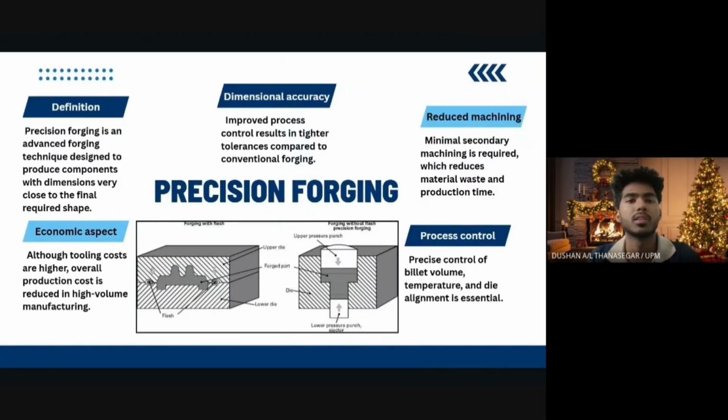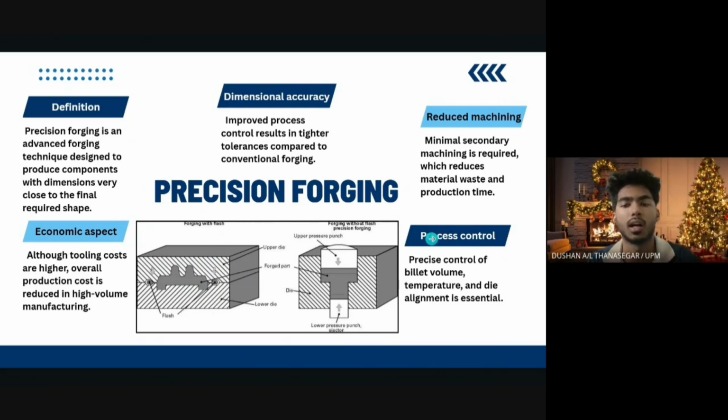Now, if we go even deeper, there is a technique called precision forging. Precision forging is designed to produce components with dimensions very close to the final required shape, significantly reducing the need for secondary machining. One major advantage is dimensional accuracy. Improved process control allows tighter tolerances compared to conventional forging methods. This is basically where we fill the die with the exact required amount of billet so that when both dies press together, there is no flash produced and the final product is near net shape.